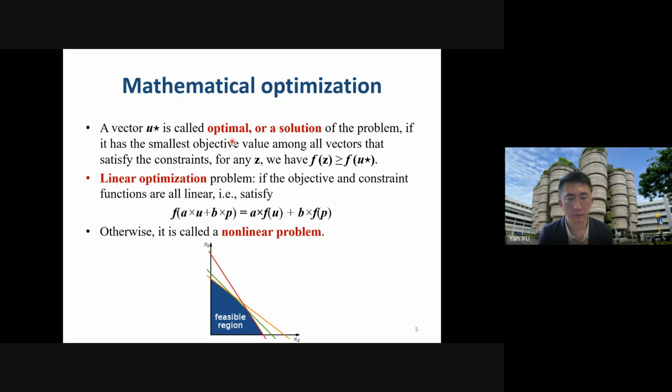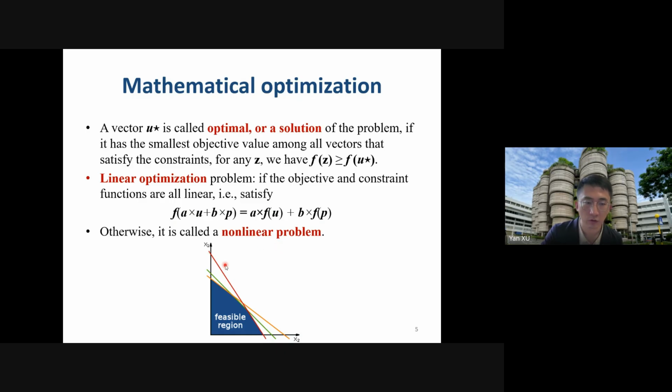Now, in terms of the model properties, basically we can classify the optimization model into a linear model or a nonlinear model. Linear model, you can see here, will satisfy such property. This is our objective function f. If we have f(a times u plus b times p), where both u and p are decision variables, equals a times f(u) plus b times f(p), then this problem is called a linear problem. Otherwise, all other problems which do not satisfy this property are called nonlinear problems.